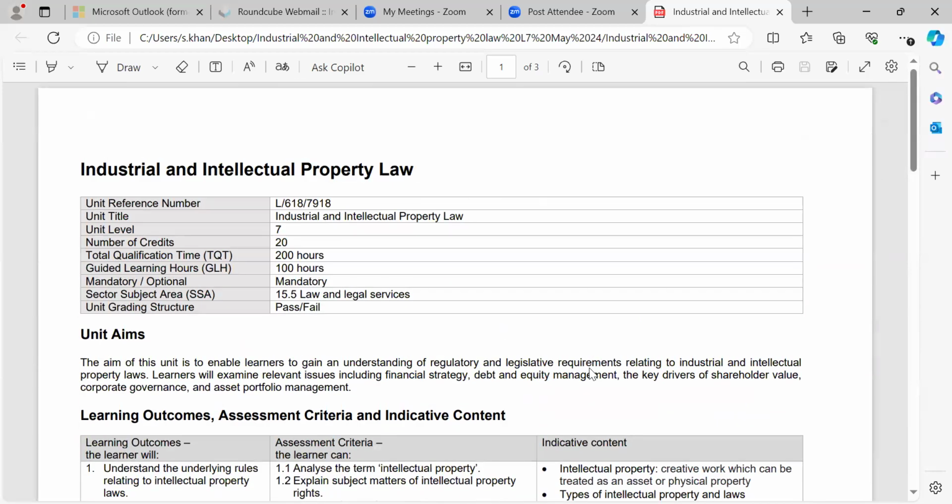So this assessment criteria, unit specification is available on Moodle for you to have a look at as well. So now we'll go on to learning outcome 1.